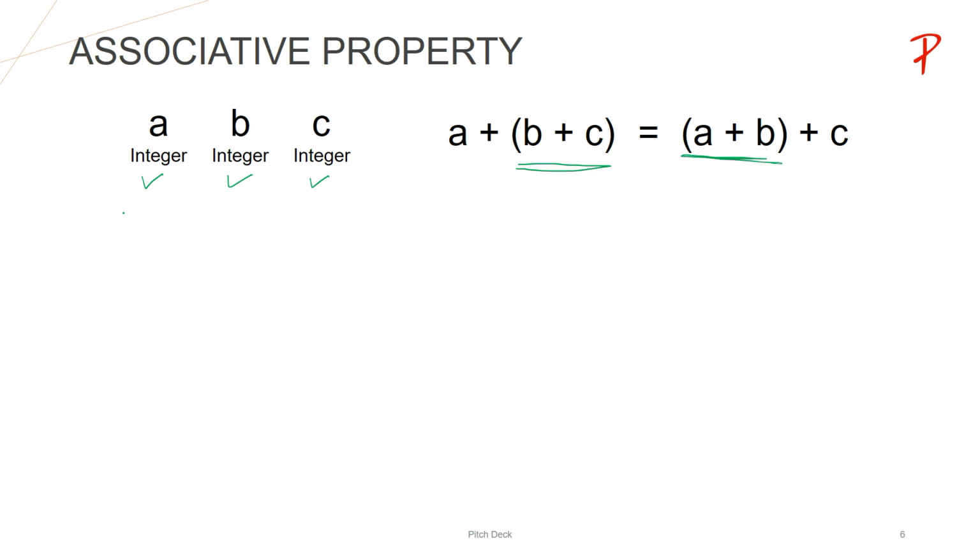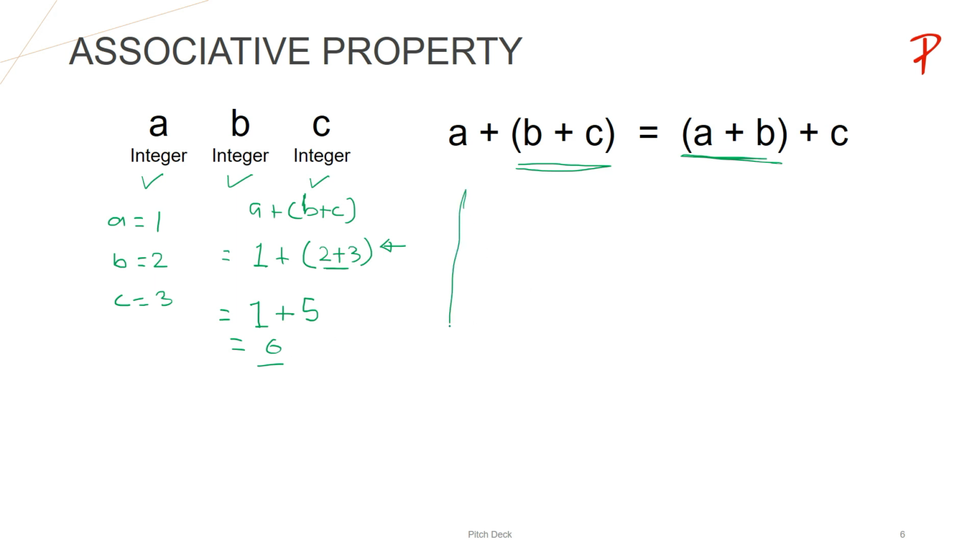So let us see an example. We have, for example, a equal to 1, b equal to 2, and c equal to 3. First I will add a plus (b plus c) grouped together, which is equal to 1, plus in the bracket we have 2 plus 3. Whenever we see a bracket in any mathematical operation, we need to solve the bracket first, right? So here we have 2 plus 3 is 5, and 1 plus 5 is 6.